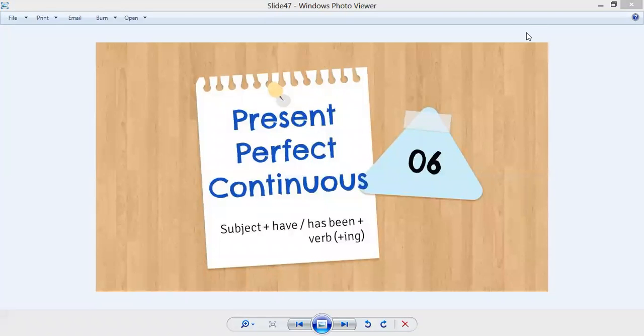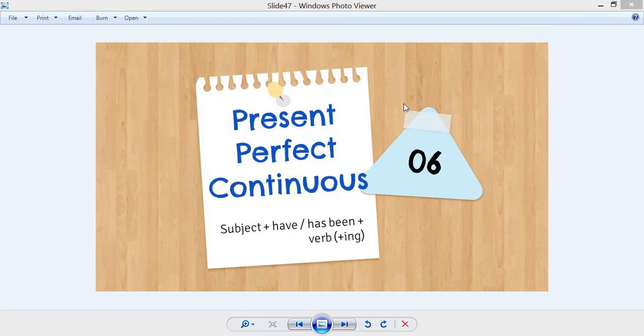Hi there. We are on the 6th lecture of our 12 lecture series of tenses. हमारा आज का टॉपिक है प्रेजेंट परफेक्ट कंटिन्यूअस. इसके आगे हमने 5 टॉपिक खत्म किए हैं and I'm hoping that all of you are following through these 5 lectures and getting the clarity that you want. So let us start with today's topic, that is present perfect continuous.